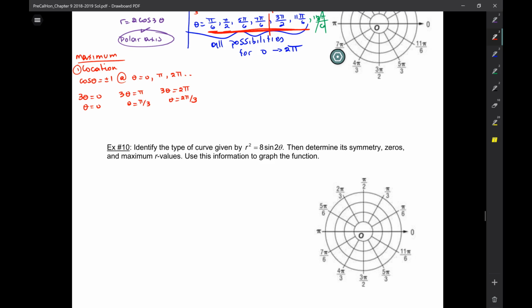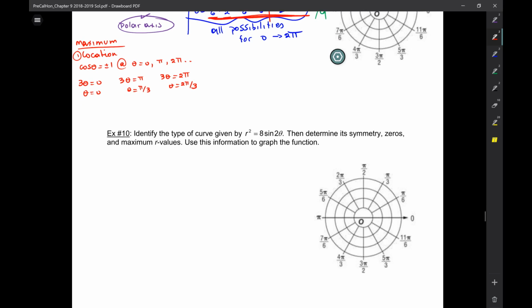How many of these do you need to do? How many petals do you have in this problem? 3. So you do as many as you have petals. Okay? Oh, as many as you have petals. So now, this is the location. So theta is a maximum at 0, pi over 3, 2 pi over 3. At those points, it's the farthest away. But how much is that farthest distance? You have to plug it into your function.